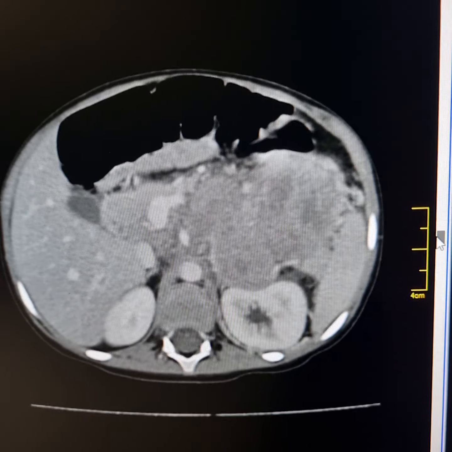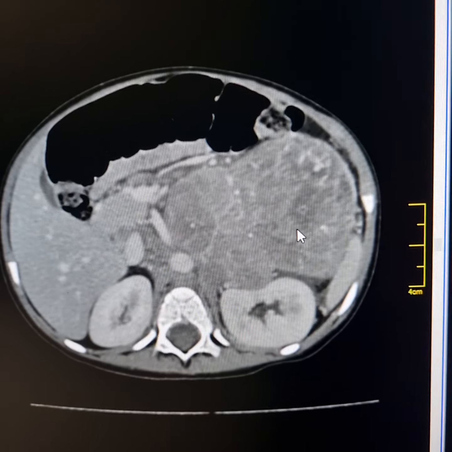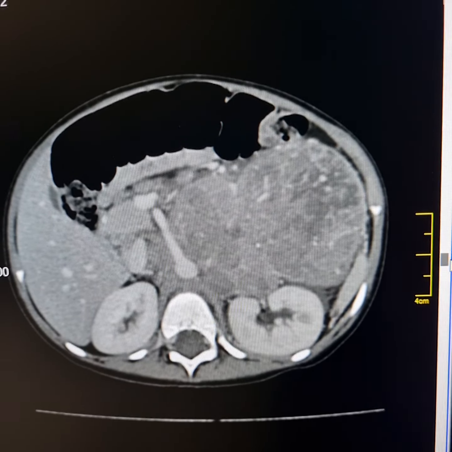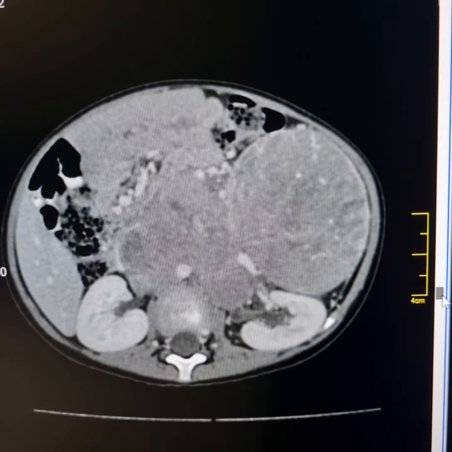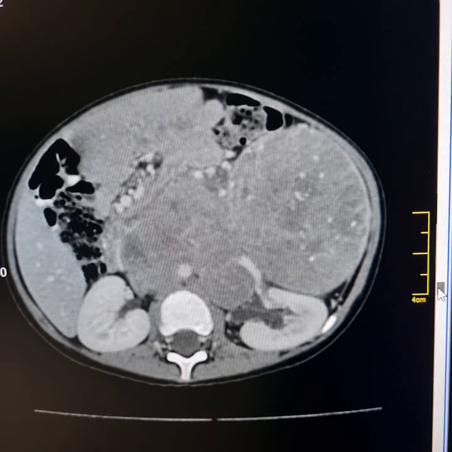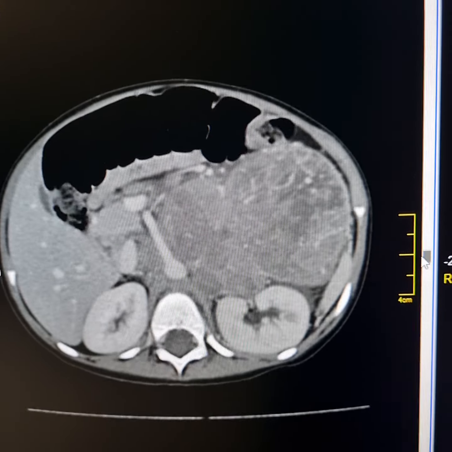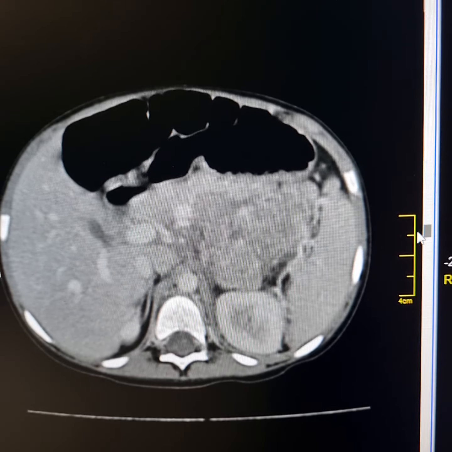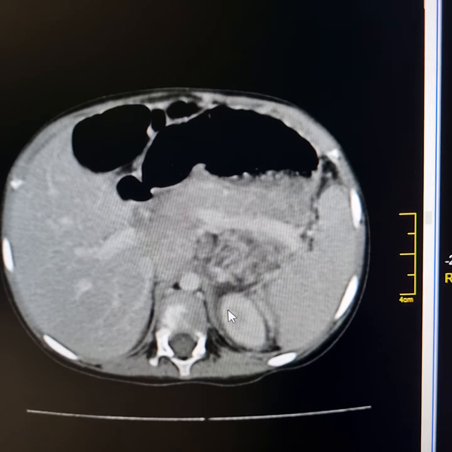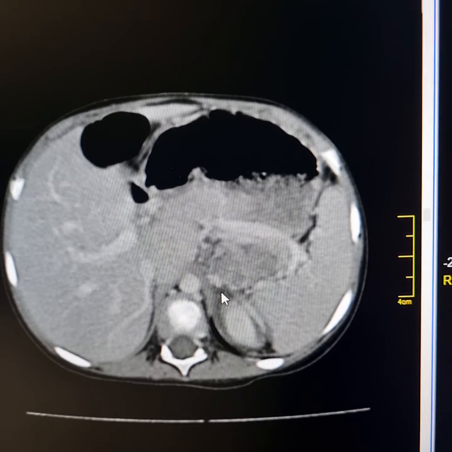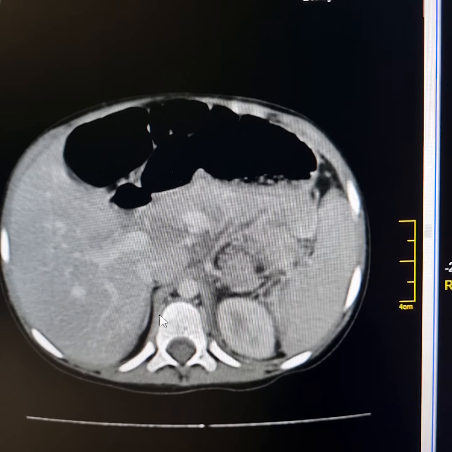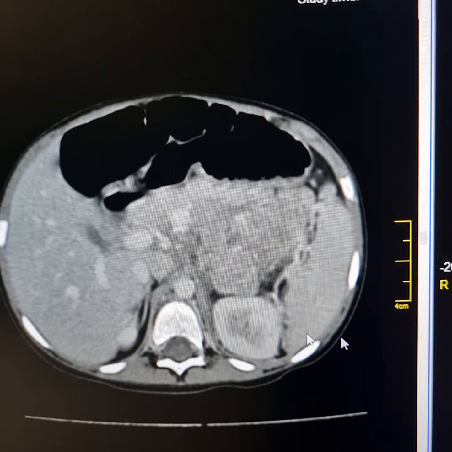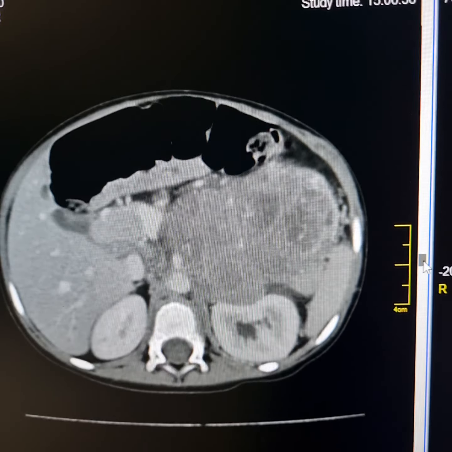Now this is the mass here in the left half of the abdomen. It shows non-homogeneous enhancement. Focal areas of necrosis are present. Amorphous and nodular calcifications are seen. Now this most probably is the left adrenal gland here. On the right side, this is the right adrenal gland. So the adrenal glands are clear.